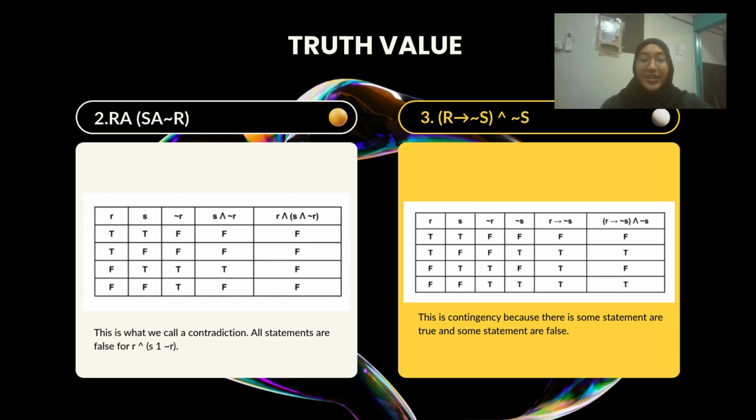And moving on to example 3, we have bracket R implies negation S and negation S. We can see in the diagram, this is contingency because there are some statements that are true and some statements that are false.